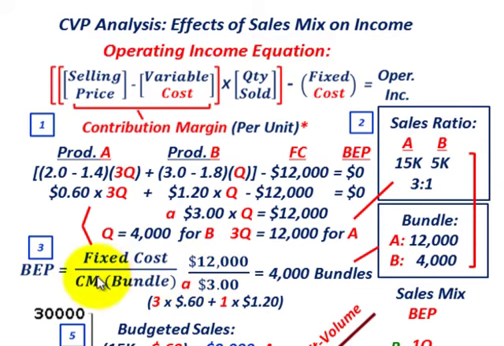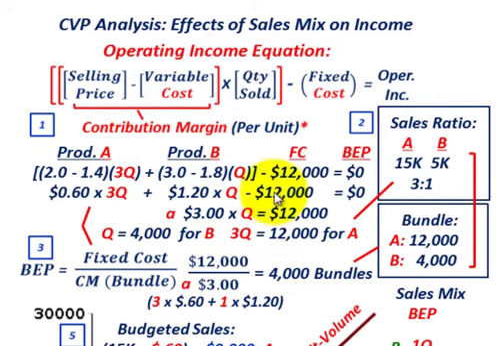That's the contribution margin for what they call a bundle here. And a bundle is really the grouping between product A and product B, or whatever multiple products you'd have. We're just looking at 2 in this case. So just taking our fixed cost, $12,000, divided by that contribution margin, $3, for the total bundle, as they call it, that's going to give us 4,000 bundles.